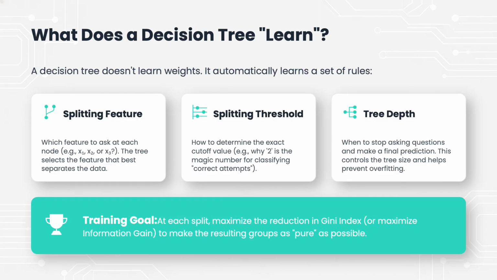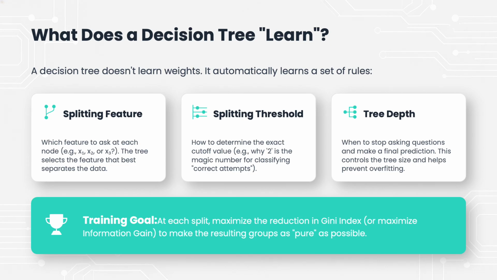So, what exactly is the decision tree learning when we train it? It's not learning weights like a neural network. Instead, it's learning a set of rules. It learns which feature to split on at each node, the exact threshold for that split, like Y2 is the magic number for correct attempts, and when to stop asking questions, which is controlled by the tree's depth.